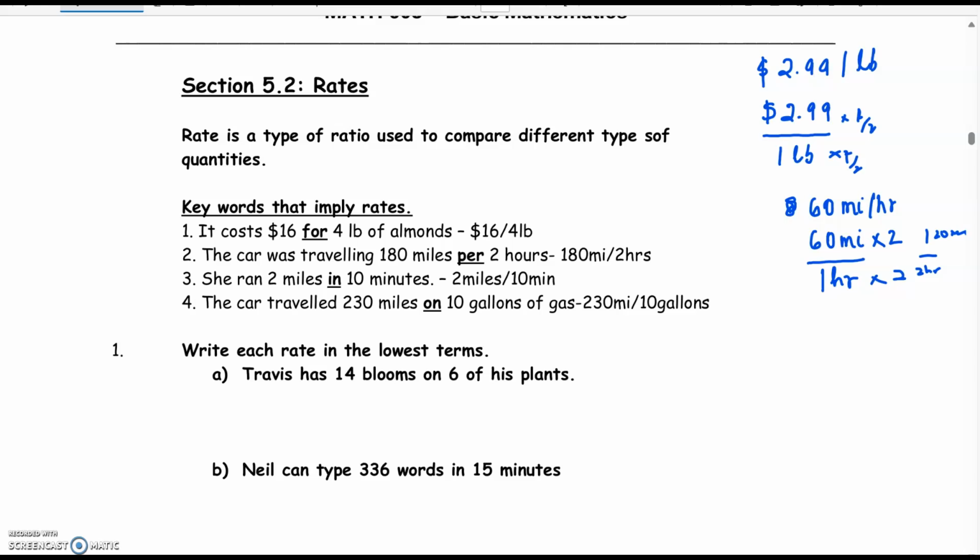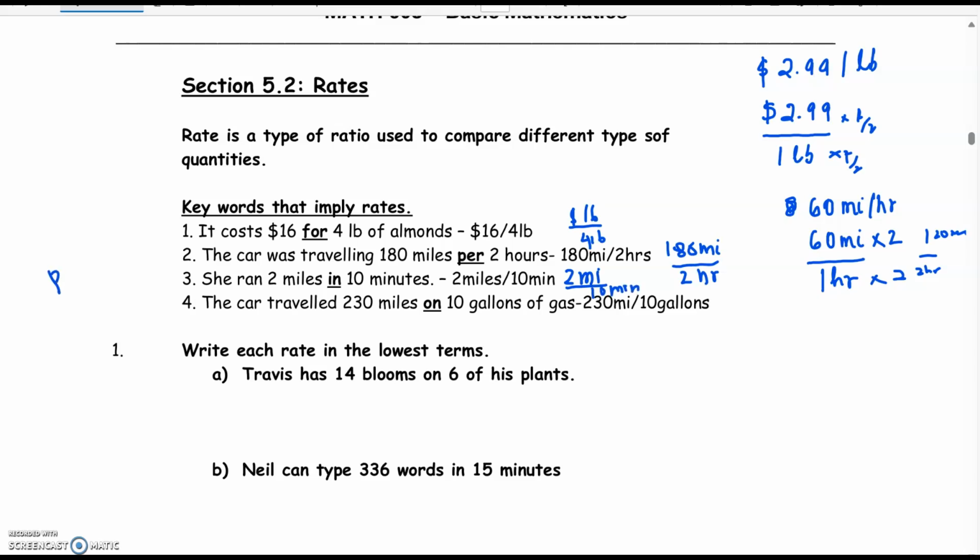So it costs $16 for 4 pounds of almonds. So it's $16 per 4 pounds. Again, this is a rate. The car is traveling 180 miles per 2 hours. So that's a rate as well. So it tells me that every 2 hours we go 180 miles, which means every 4 hours we go twice as many miles as 180. So 2 miles in 10 minutes. So 2 miles per 10 minutes.